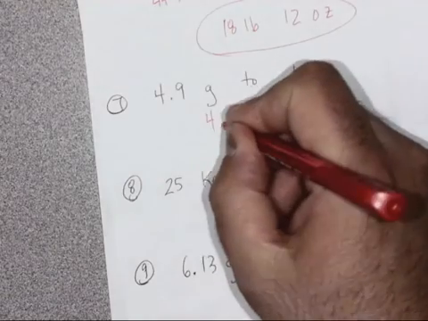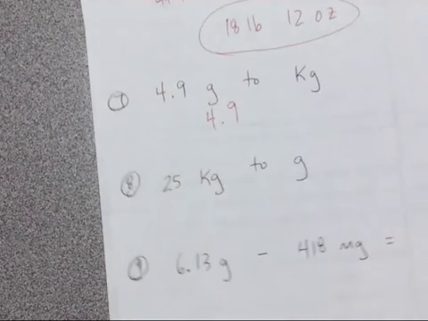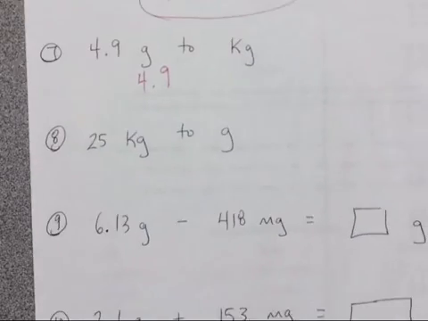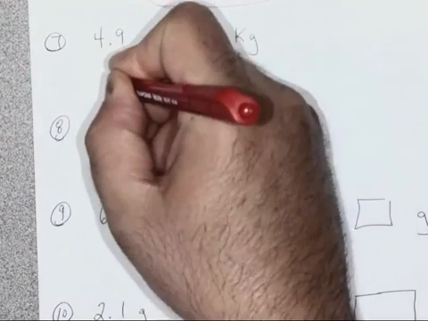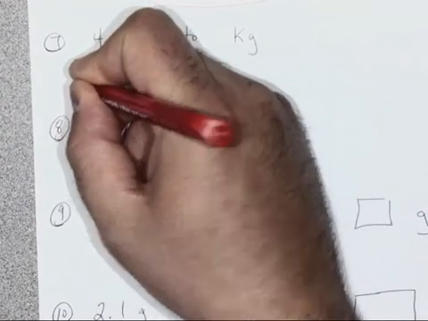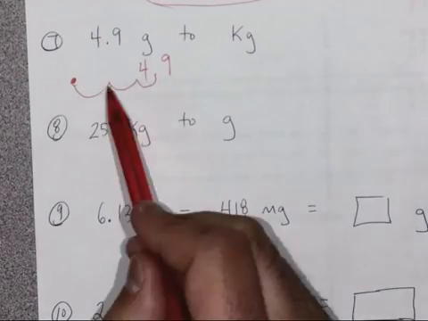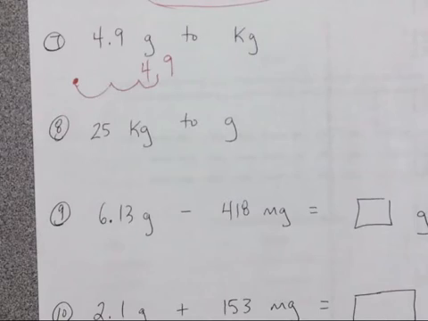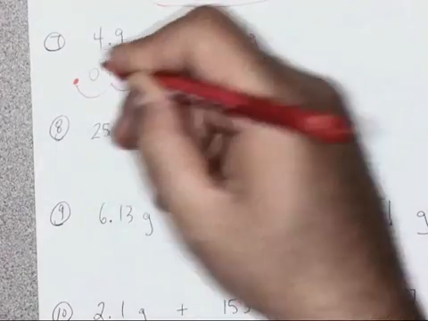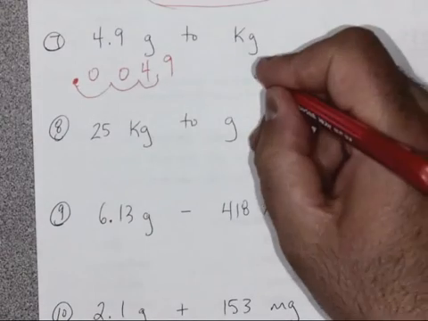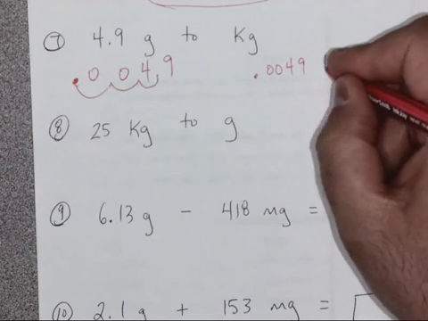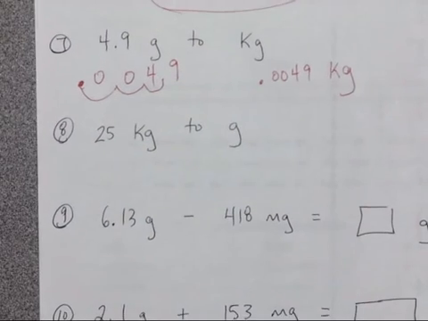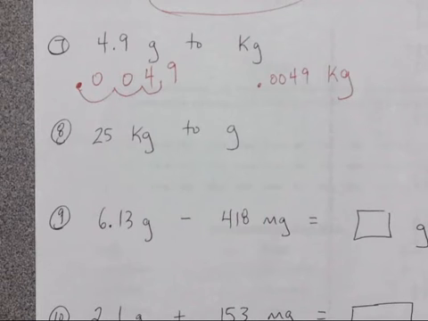So here's the decimal in 4.9. So I'll move it the same number of places in the same direction. 1, 2, 3. And then notice we don't have any numbers there, so to fill in those positions we use zeros. So 4.9 grams is going to be equal to 0.0049 kilograms.